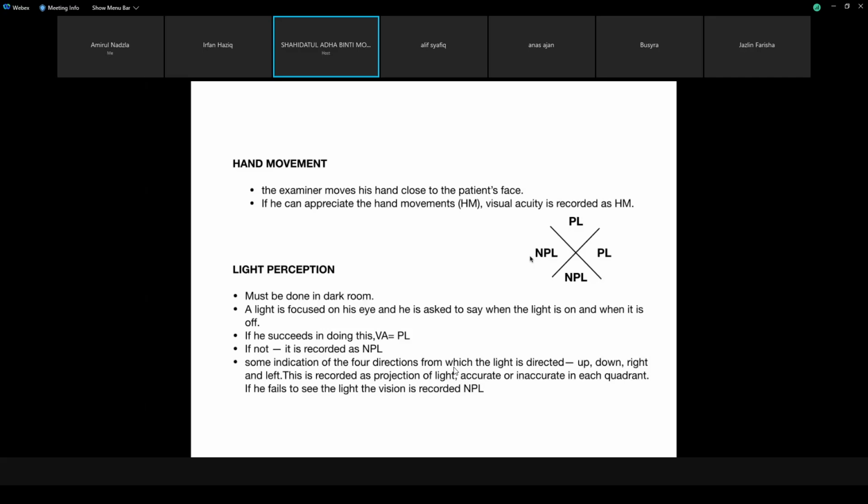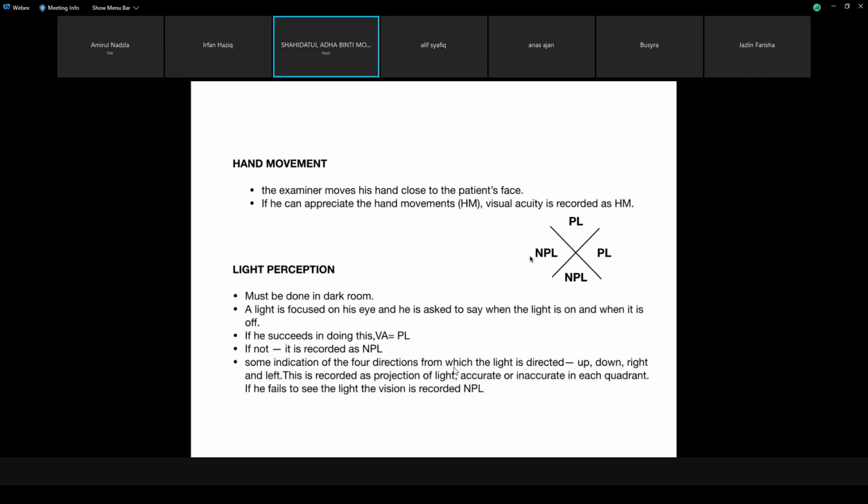Alright, so testing each quadrant, kita tanya dia nampak tak the light source. Sometimes if the subject, the patient's giving vague answer, we're not sure, so you can test without giving the light. Ada tak? Kat mana? Kalau dia kata ada but you don't shine anything, you know that patient actually cannot see. He just saying that he can see. So you need to do this test lah.